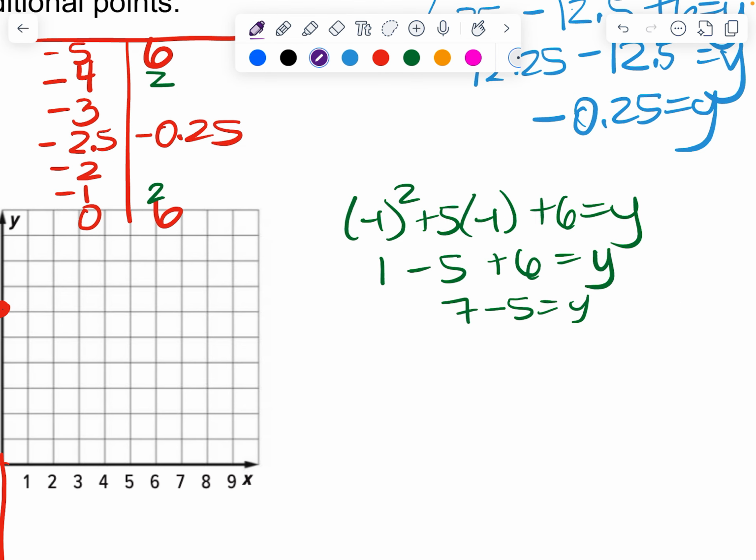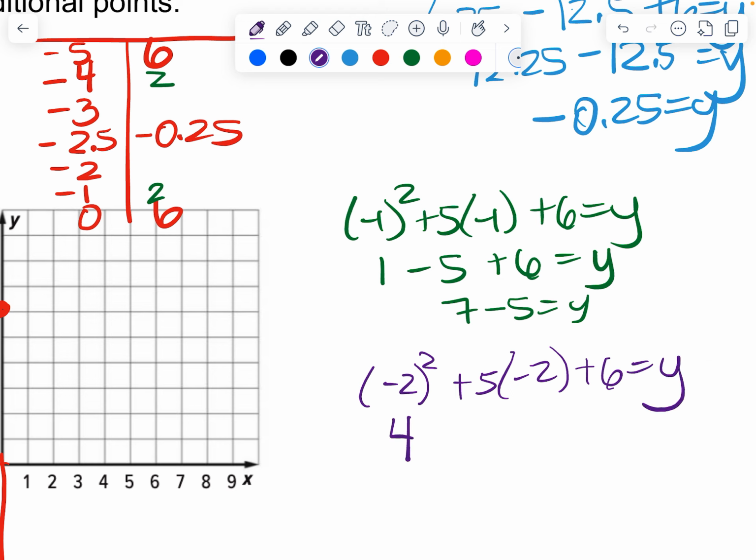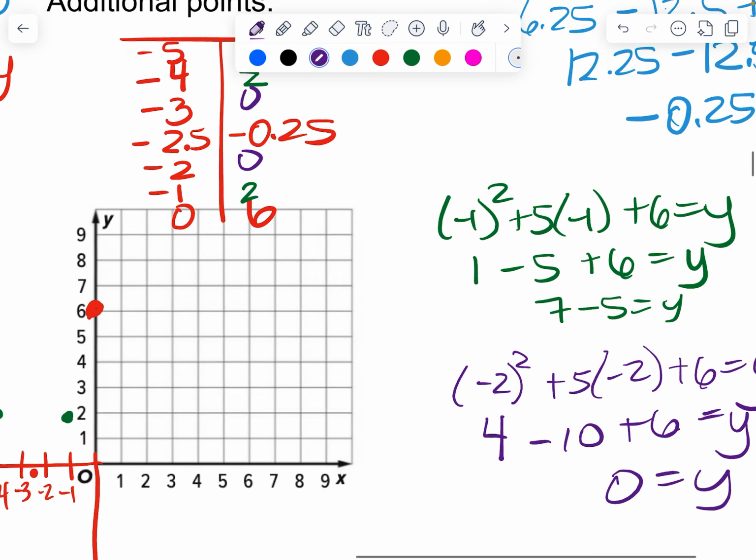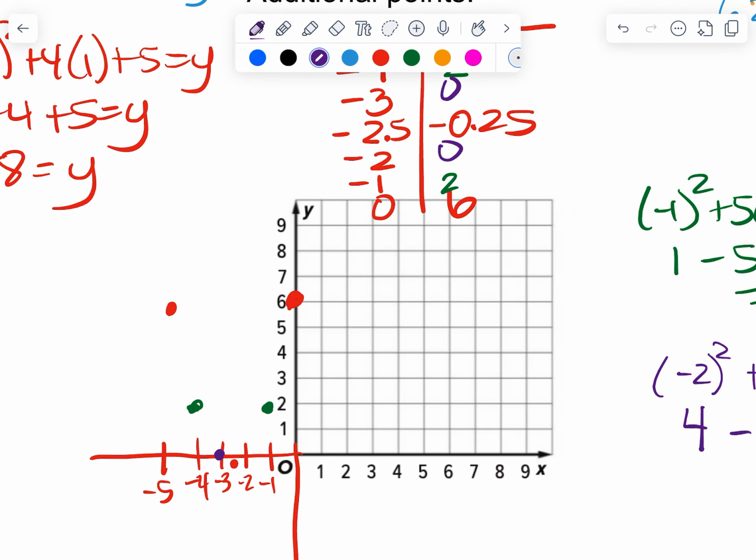Okay, so now I'm going to put in negative 2. Why do I keep using red? So negative 2 squared plus 5 times negative 2 plus 6 equals y. So that's going to get me 4 minus 10 plus 6 equals y. Isn't that 0? So these are both 0. So at negative 3 it's 0, and at negative 2 it's 0. There we go.